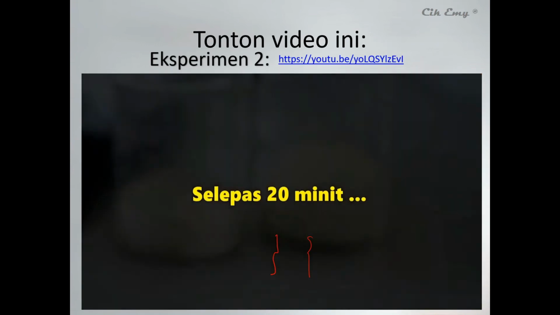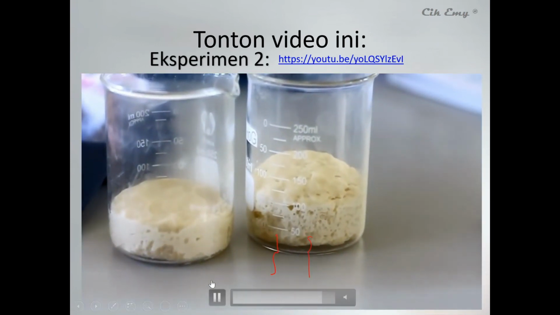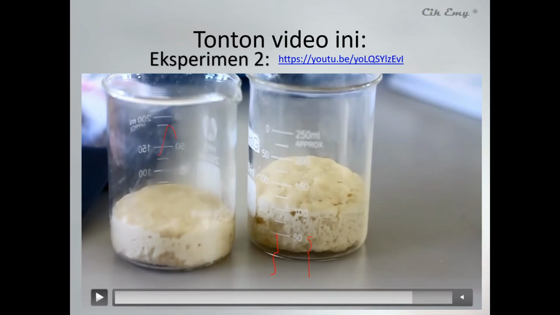So after 20 minutes, okay, you will see the one without yeast and the one with yeast. The one with yeast, the height is higher. Okay, ketinggian dia adalah lebih tinggi yang ada yeast. So why? Because of the fermentation process, the yeast inside this dough has given off carbon dioxide. Dia telah mengeluarkan karbon dioksida, sebab tu dough dia lebih tinggi.